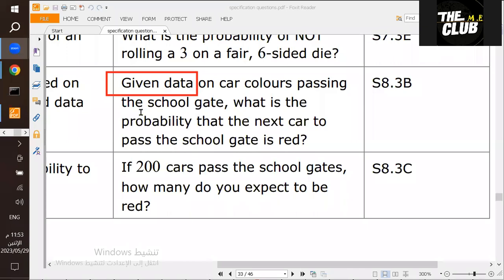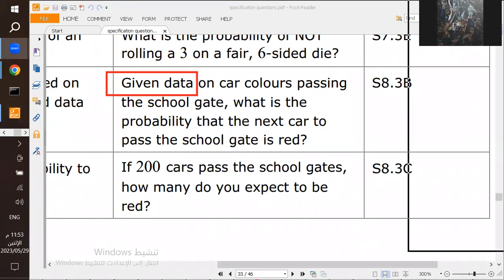So given the data, they will give you the data. For example, they will tell you 2 red cars, 3 red cars, 5 red cars pass the gate. What's the probability? You take the number of red cars and divide by the whole number of cars. Suppose they didn't tell you the numbers.